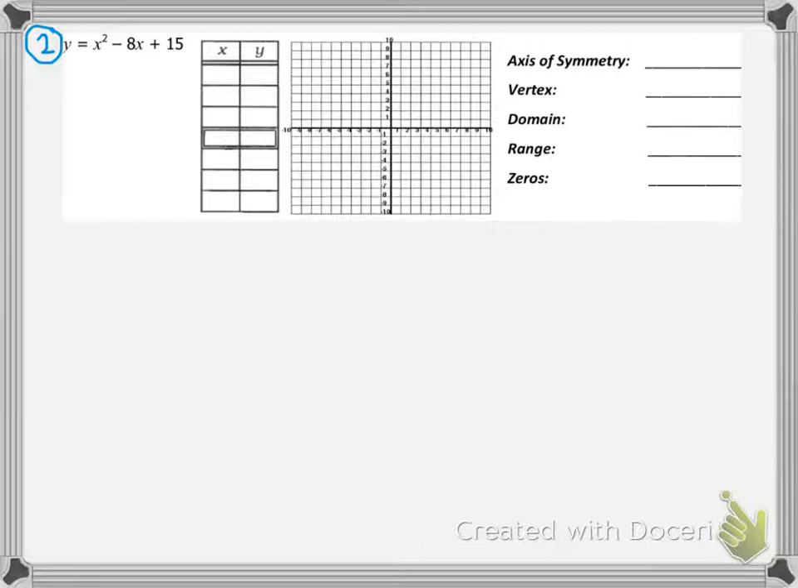Okay, let's do another. So here is graphing quadratic equations. So first thing I need to find is the axis of symmetry. So it's negative b over 2a. So this is going to be a negative times a negative 8 all over 2 times a 1. So negative times a negative 8 is a positive 8. 8 divided by 2 is going to be a 4. So your axis of symmetry is going to be at 4.